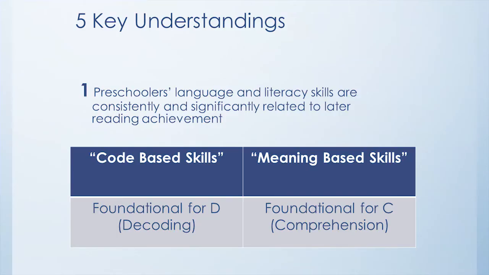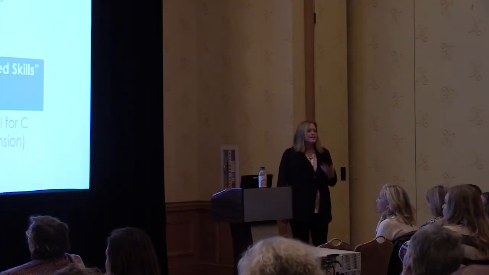Okay. 5 fundamental premises. You ready? And then we're moving on. These are things that are true, and you need to know. Okay, number 1. Preschool kids' language and literacy skills are consistently predictive of future reading. Okay? What does that mean?